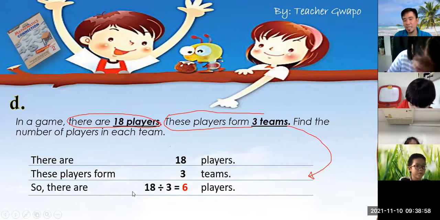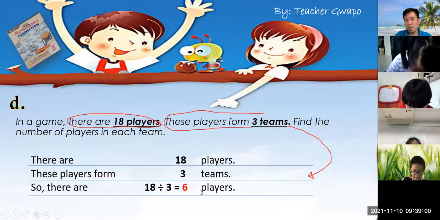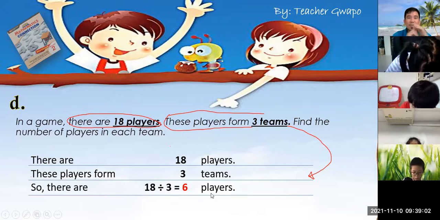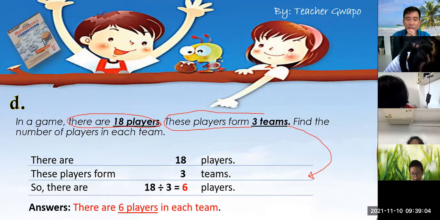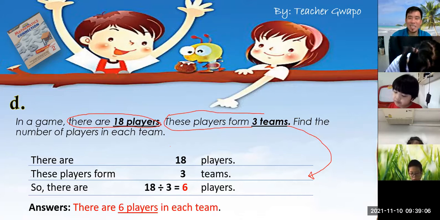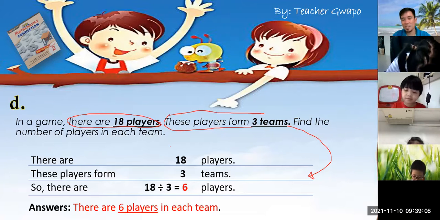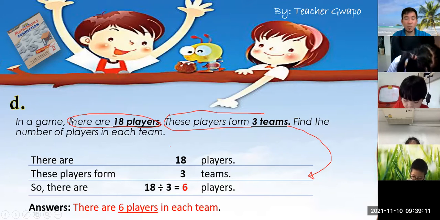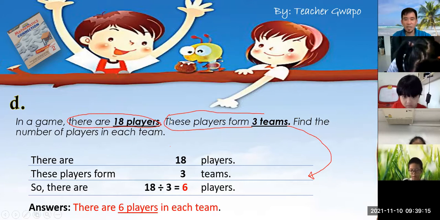So there are 18 divided by 3 is equals to 6. So the answer here is there are 6 players in each team. Okay, there are 6 players in each team. So we just read this one and then we copy this for the first line, and then the second line is this, and that's it.